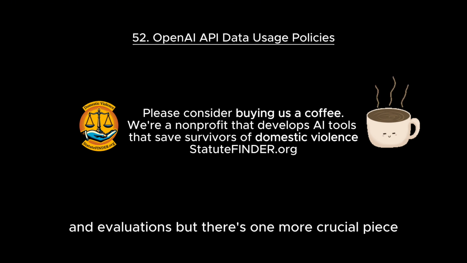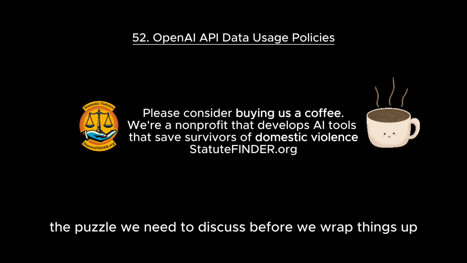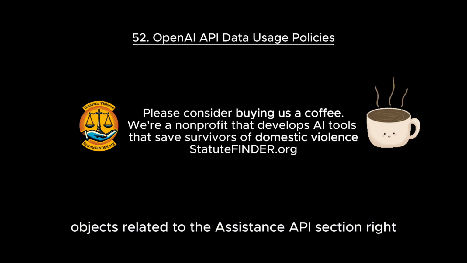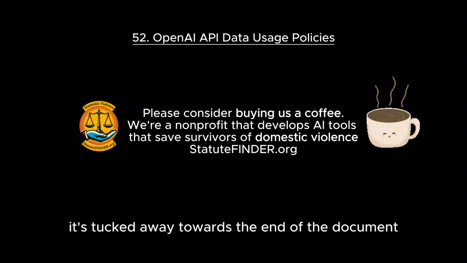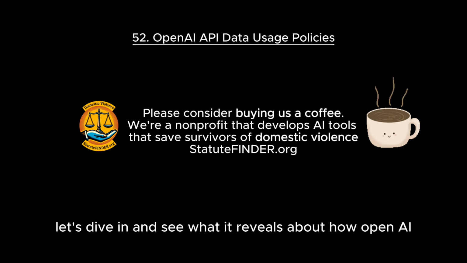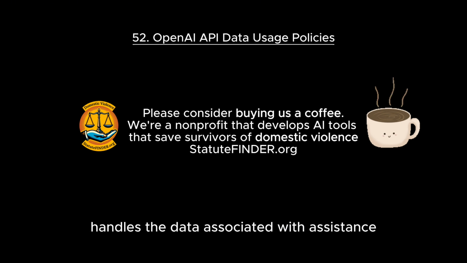But there's one more crucial piece of the puzzle we need to discuss before we wrap things up. You're talking about the objects related to the Assistance API section, right? It's tucked away towards the end of the document, but it's packed with important information. You know me too well. Let's dive in and see what it reveals about how OpenAI handles the data associated with assistance.